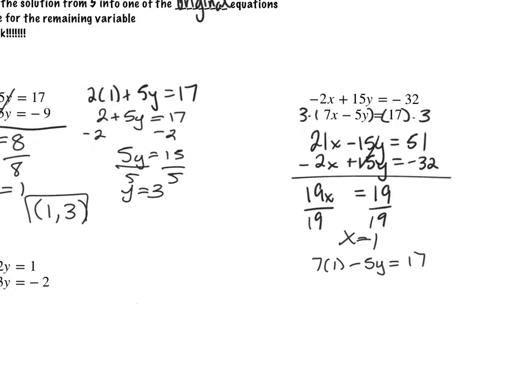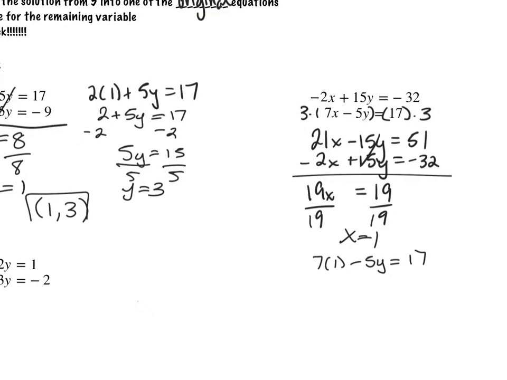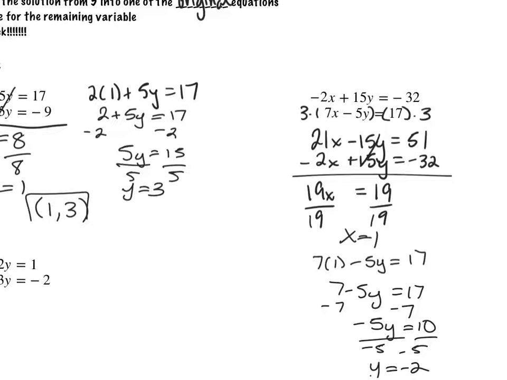Right? So 7 times 1 is 7, right? 7 minus 5y equals 17. So subtract 7. Negative 5y equals 10. Divide. Y equals -2. Right? So then I write my answer. 1, -2. Okay, questions on that one?